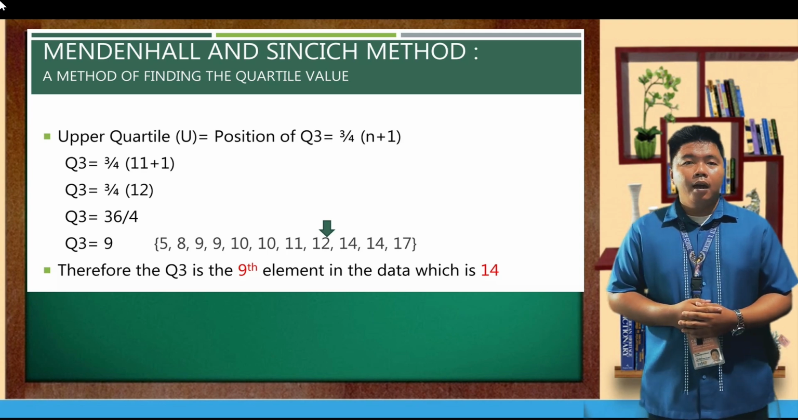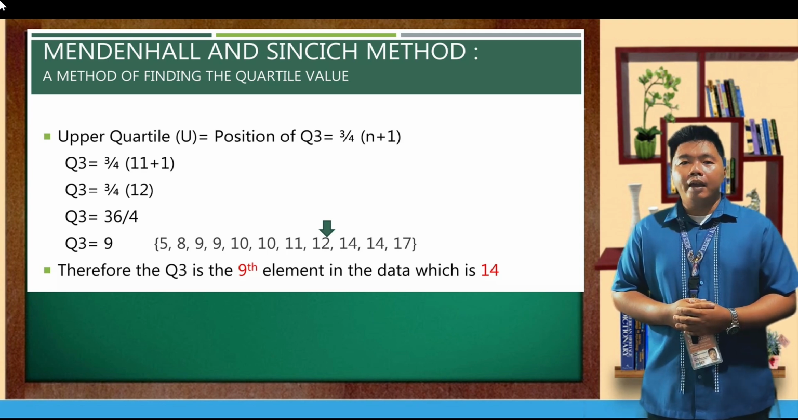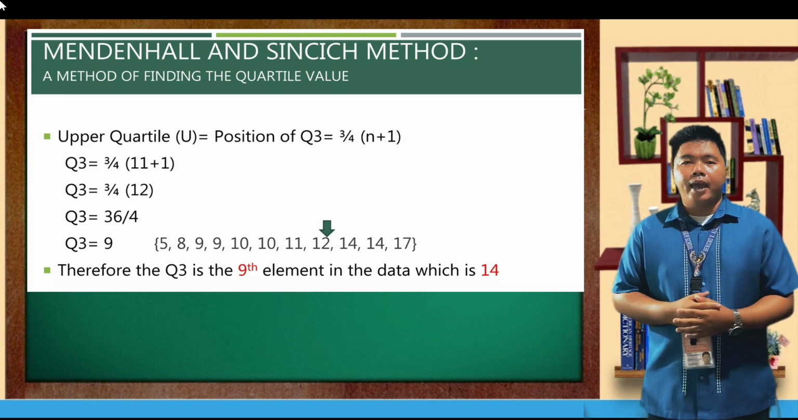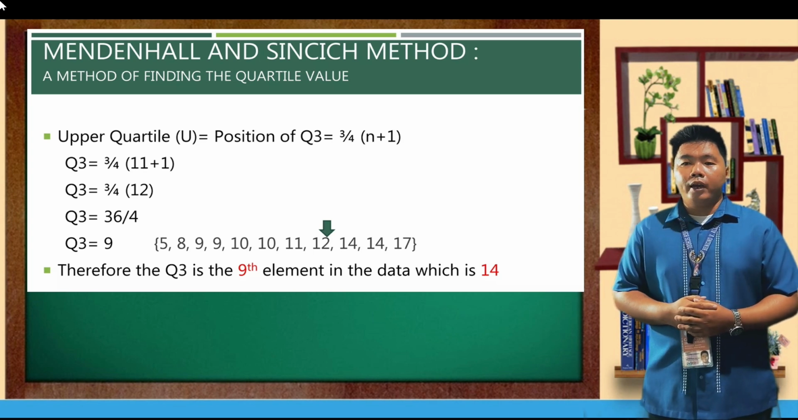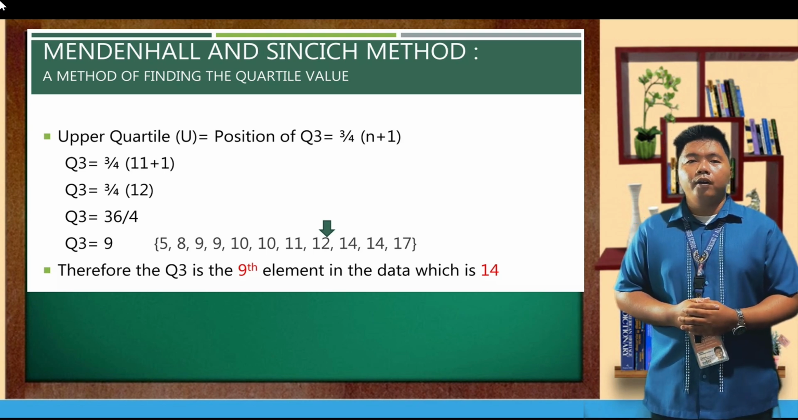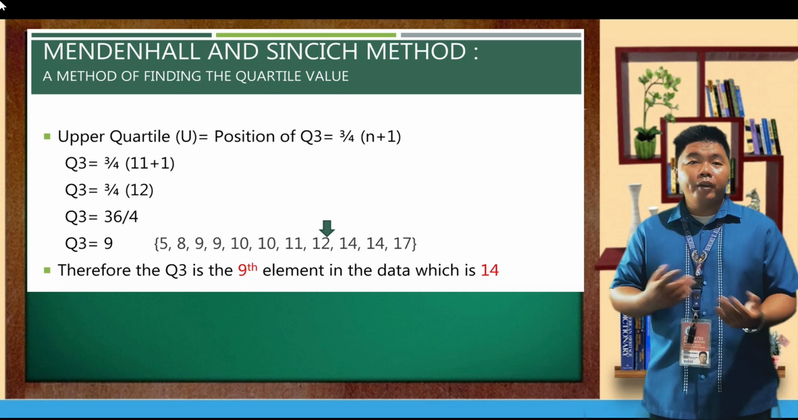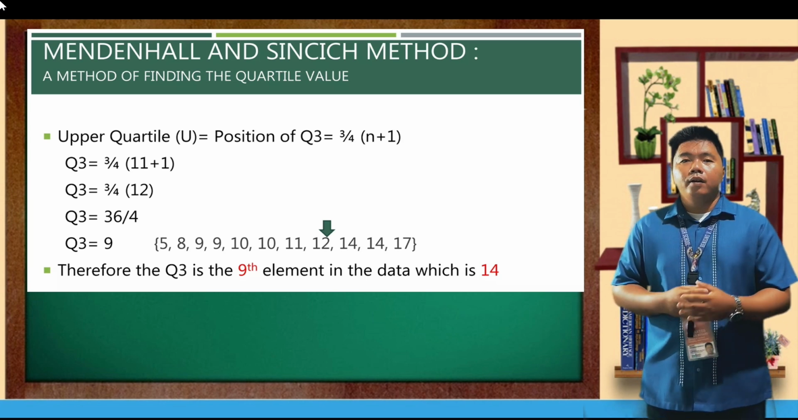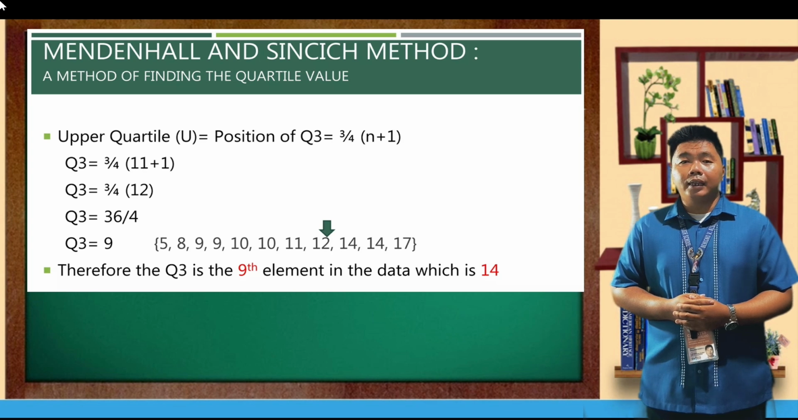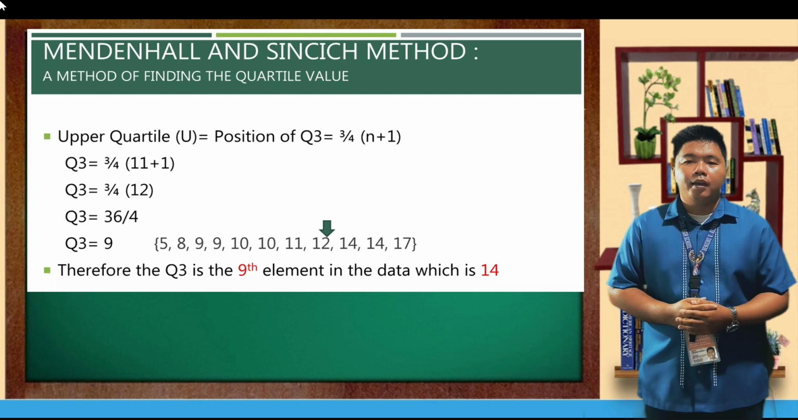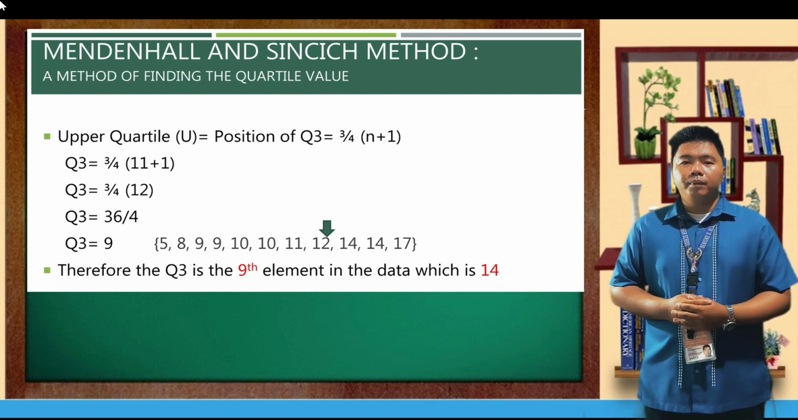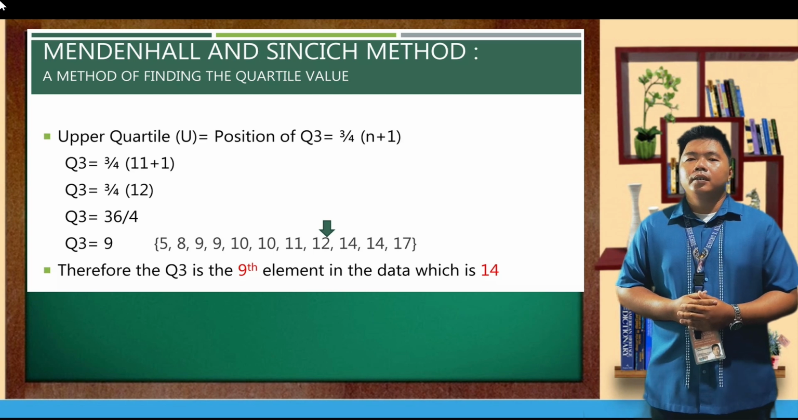So for Q sub 3 again, our formula is 3 over 4 times the quantity of n plus 1. Since n is the same as the two examples from Q sub 1 and then Q sub 2, we have n is equal to 11. So we have the solution. Q sub 3 is equal to 3 over 4 times the quantity of 11 plus 1. Simplifying that, we will have Q sub 3 is equal to 3 over 4 times 12.